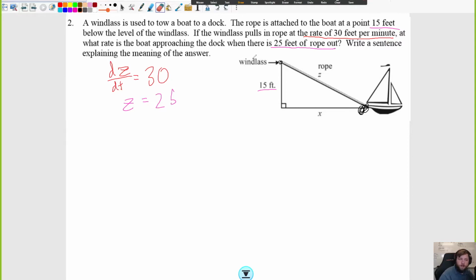Now, the question it's asking me, what rate is the boat approaching the dock? So I have to find some d over dt. Well, the rate it's approaching the dock would be this. The dock would be like right here. So we're looking at dx/dt. It's the rate that this is changing because the rope's pulling it in. It should get closer.